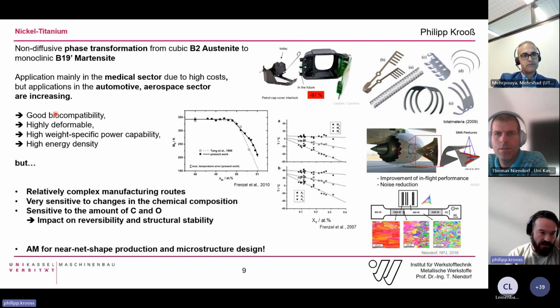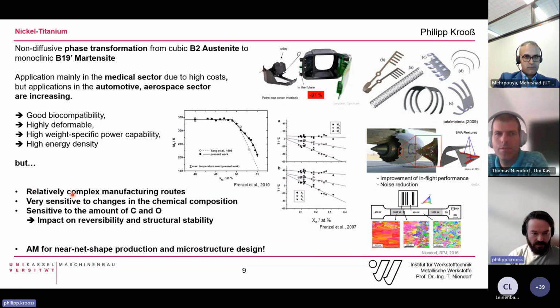Also, Impulse in Germany is applying a lot of research and new applications in the automotive sector. High biocompatibility, highly deformable, and high weight-specific power capability, high energy density, which holds true for most of the shape memory alloy systems. But in this case, the high biocompatibility also opens up the medical sector for this alloy system. But from our point of view, since we are dealing a lot with other shape memory alloys, nickel-titanium is quite complex in its manufacturing routes.